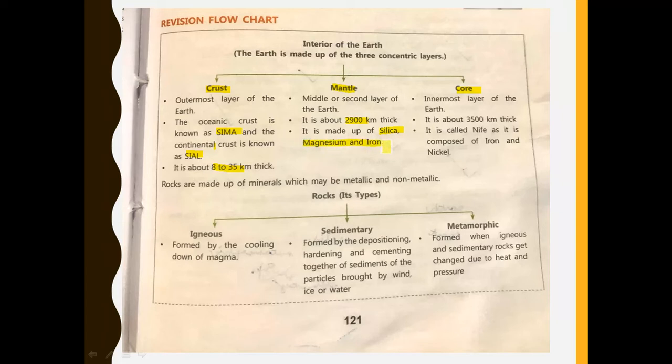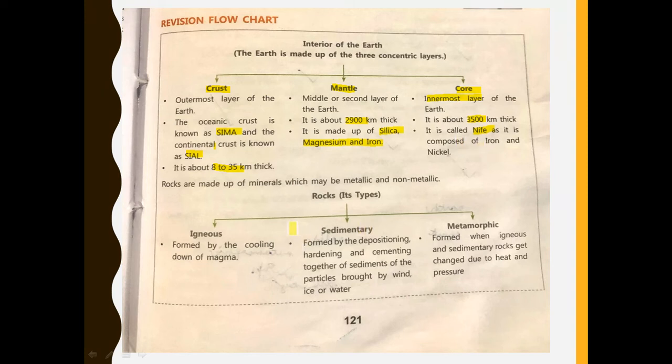Now is the core, which is the innermost layer of the earth. It is about 35 kilometers thick. It is called as Nife. So you have Sima and Sial here. You have silica, magnesium, iron, and this is Nife. Nife is iron and nickel.